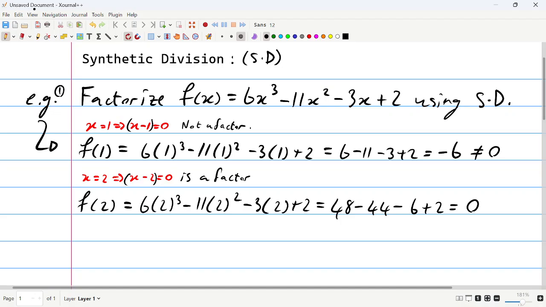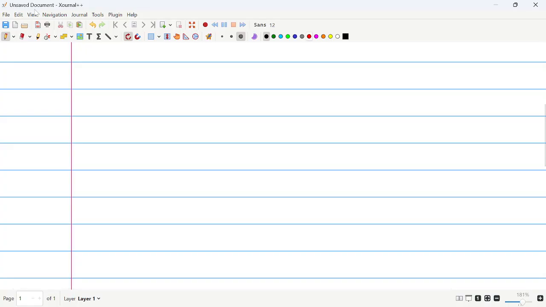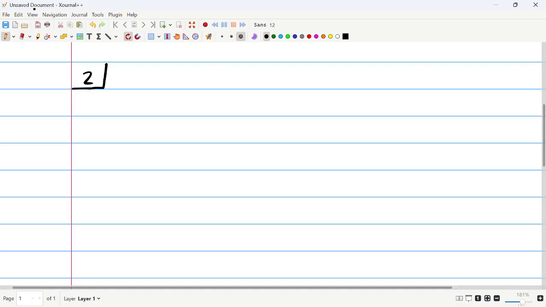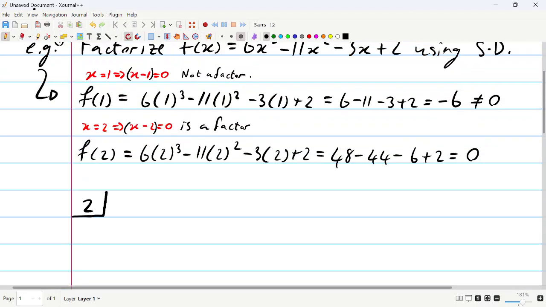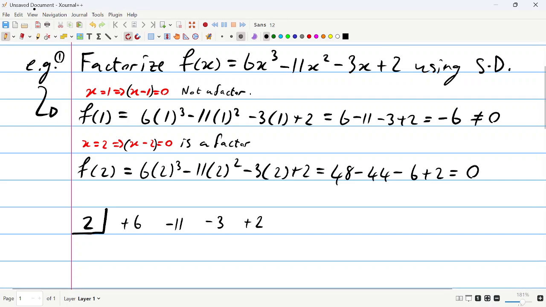So please follow these steps and you'll see how the sequence goes. The first thing that you need to do is write down your factor, which is 2. I usually do a little bit of a block here at the top. And then all you're going to do right next to the 2 is use the coefficients in the cubic function, which is f of x. What is the coefficient of x cubed? It's positive 6. What is the coefficient of x squared? It's negative 11. What is the coefficient of x? It's negative 3. And the constant, we can just say positive 2. It's x to the power of 0, if you're curious, by the way.